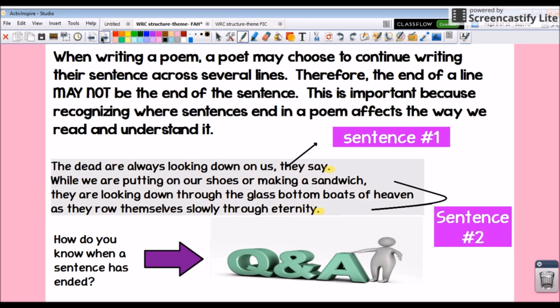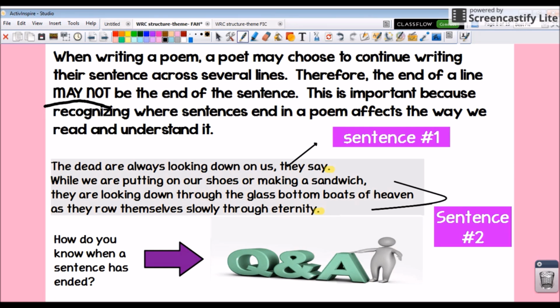All right, so when writing, a poet may choose to continue writing their sentence across several lines. So basically, the end of a line may not be the end of the sentence. And this is important because you want to recognize where sentences end, because where the sentence ends in a poem can affect the way we read and understand it.